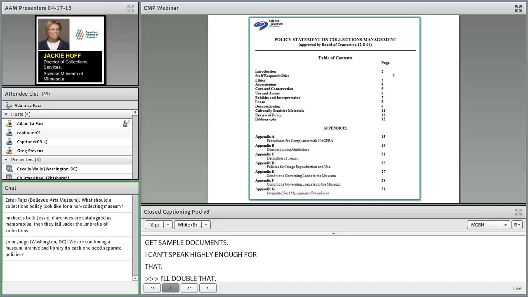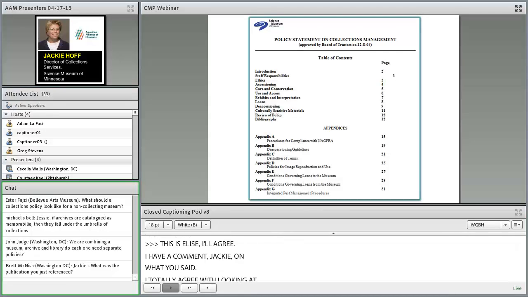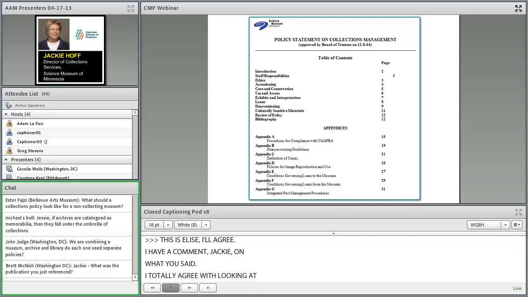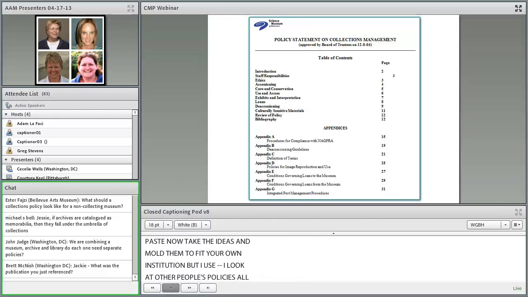Yeah, and this is Elise. I'll agree. And I have a comment, Jackie, on what you said. I totally agree with looking at other institutions' policies to get some useful ideas. I think the bad part of doing that is remember not to cut and paste, but to take the ideas and then mold them to fit your own institution. But I look at other people's policies all the time when I'm having to help develop a new one. Great. Yeah, exactly. Don't reinvent the wheel, but make it fit your car.